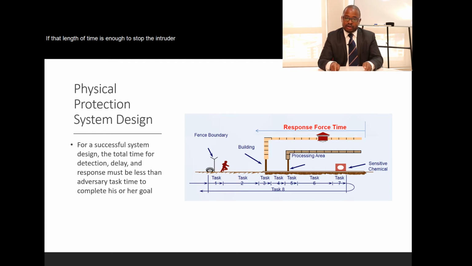The length of time that it takes to detect, delay, and respond determines how effective our protection system is. If that length of time is enough to stop the intruder from accessing the sensitive asset, then we have an effective physical protection system. But if the time to detect, delay, and respond is longer than the time it will take the intruder to access the chemical or the sensitive asset, it means that the intruder can access the asset and get away without being captured or stopped.